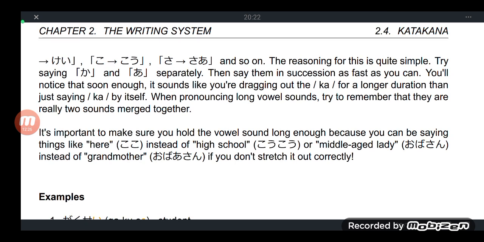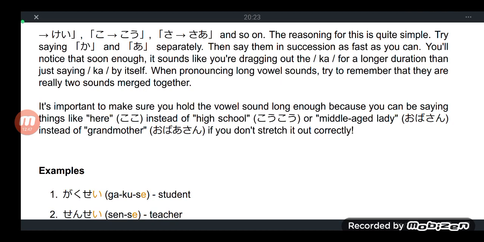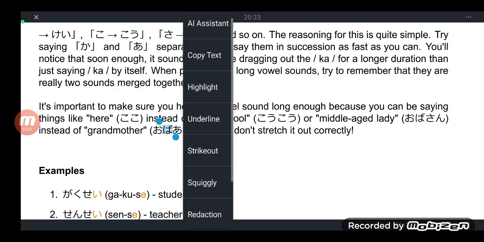So in this text, you can see examples of prolonged sounds using the hiragana. Just like in koukou, which means senior high school. Koukou, senior high school students. Koukou is senior high school, secondary. Obaasan, grandmother, obaasan. I will highlight grandmother, obaasan.